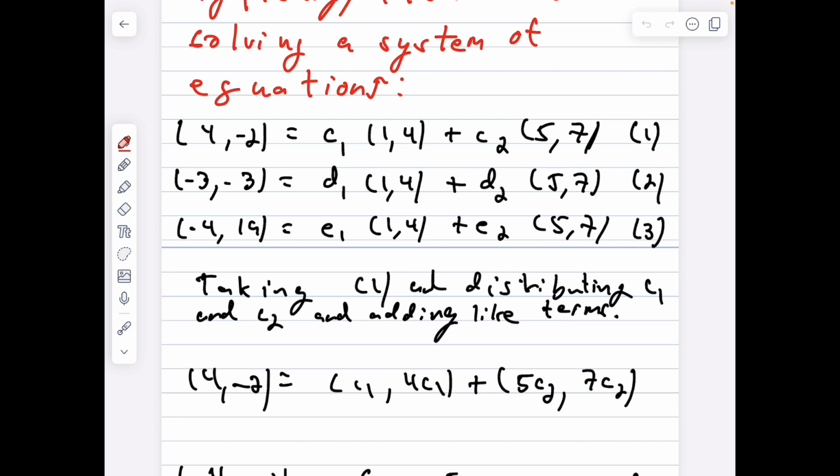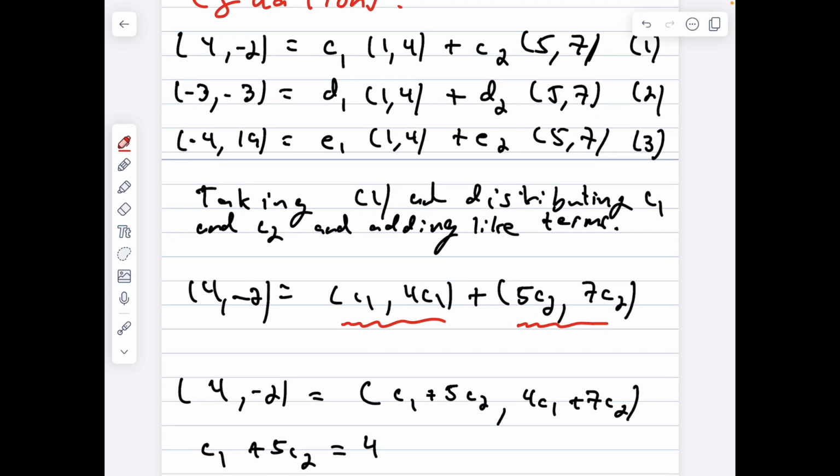But what you're going to do here is distribute the C1. In the first equation, I took C1 and C2 and distributed them into the vectors. So that's what you have right here, where I have (4, -2) equals C1 times (1, 4) plus C2 times (5, 7). And what I'm going to do now is simplify this even more.